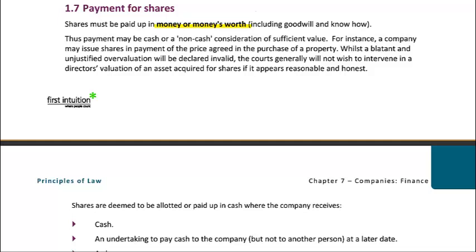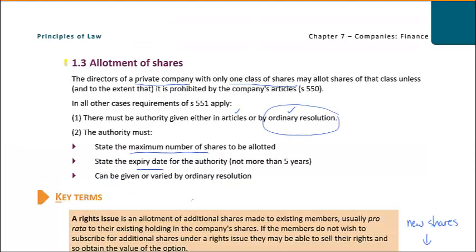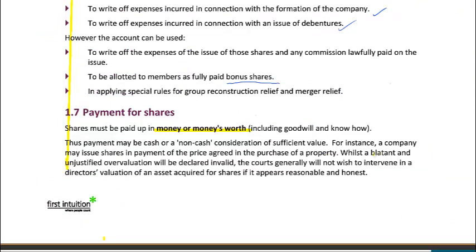So for a private company, first of all, the rule is that the company directors must make sure that they're getting a sufficient price, a reasonable price for those shares. So they should be broadly comparable. However, the courts generally don't look into this unless it really is, as it says there, blatant and unjustified.